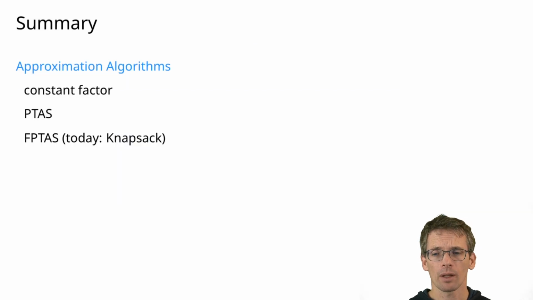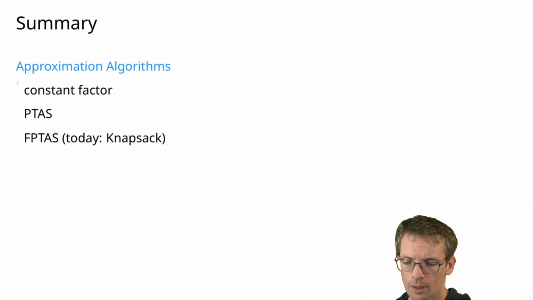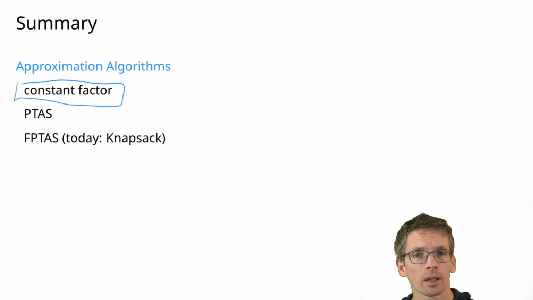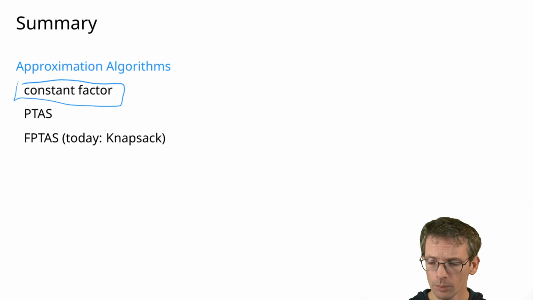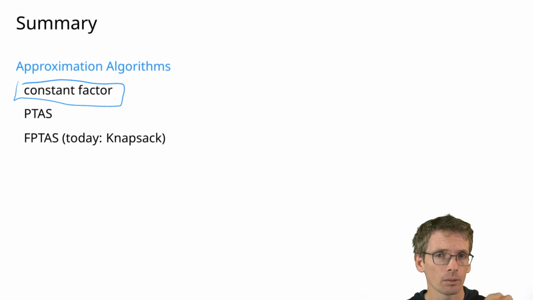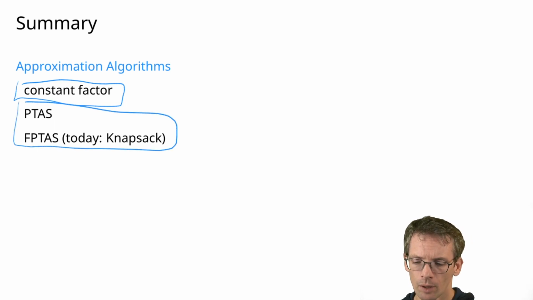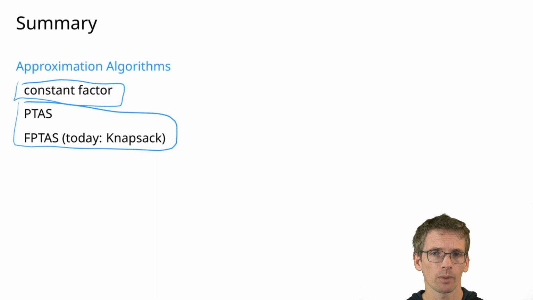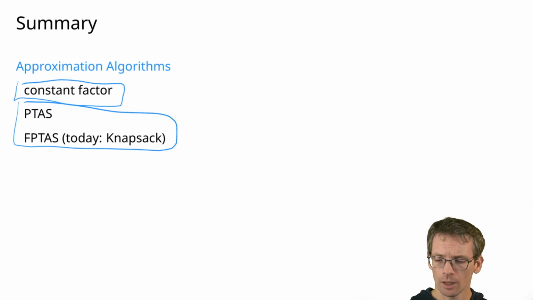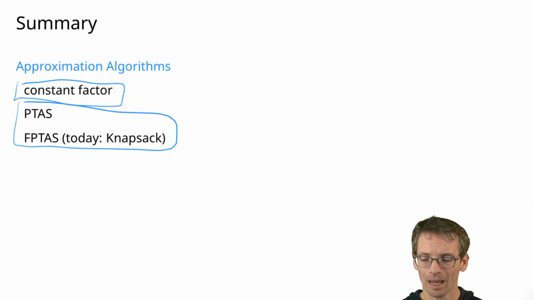So today we have seen not simply an approximation algorithm. In other videos so far, we have seen always constant factor approximations. And here also a greedy approach would have given us a constant factor approximation. But we have seen the concept of a polynomial time approximation scheme, PTAS, particularly for the Knapsack problem, a fully polynomial time approximation scheme.